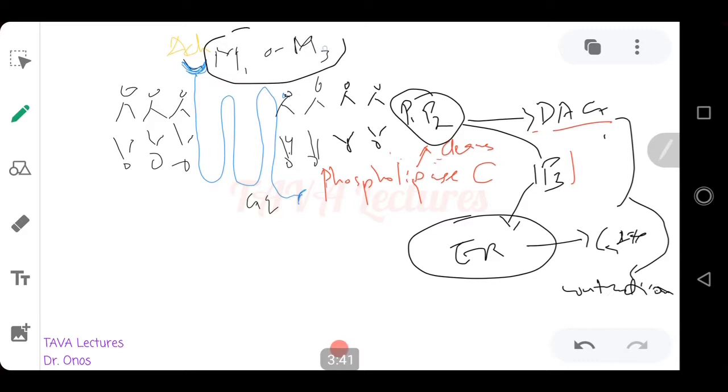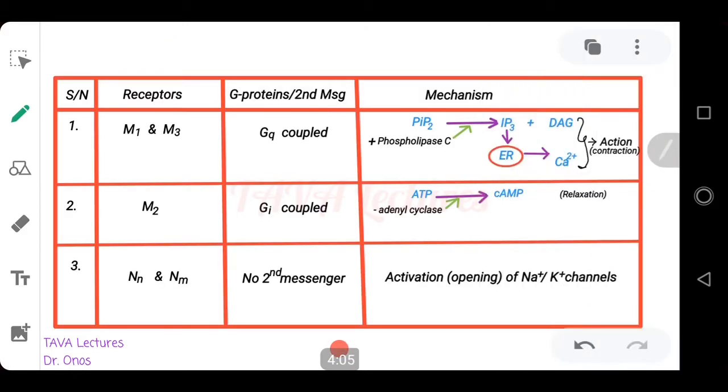So we have M1 and M3 here. They are coupled to a GQ protein, and the GQ protein coupling leads to activation of phospholipase C, which helps to cleave PIP2 into DAG and IP3. The IP3 goes to the ER and causes the release of calcium, and calcium acts with DAG to cause contraction. So this is just a summary of what I explained here. M1, M3, GQ proteins, phospholipase C activation leads to PIP2 being cleaved to IP3 and DAG, and IP3 goes to the ER to bring out calcium. Calcium and DAG cause the effect of contraction.